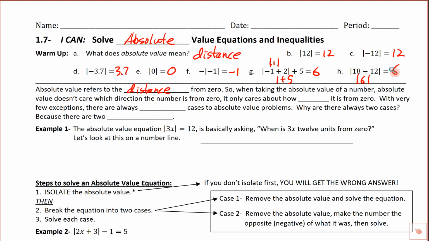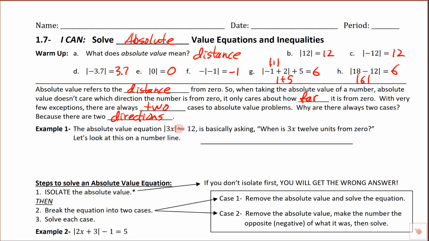So again, absolute value refers to distance. It refers to the distance from 0. So when we're taking the absolute value of a number, the absolute value doesn't really care which direction we go. All it cares about is how far whatever is inside that absolute value is from 0. So with very few exceptions, there are always going to be 2 cases or 2 answers to absolute value problems. And the reason there are 2 cases is because there are 2 directions. And all absolute value does is keep track of how far, not which direction. Again, it doesn't care which direction, it just cares how far.